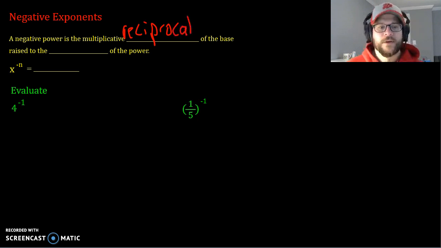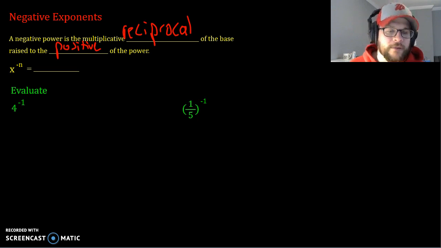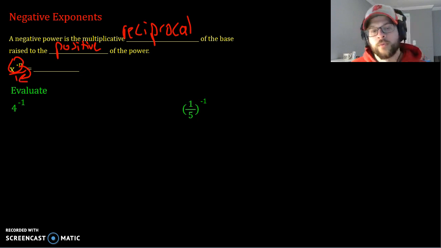of the base raised to the positive exponent of that power. So let's say you have x that's being raised to the negative n power. All you're going to do is, right now, this x has an invisible denominator of 1. You're going to take this entire base and exponent expression, and it's going to be moved to the denominator, or reciprocal, which is just another word for flip.